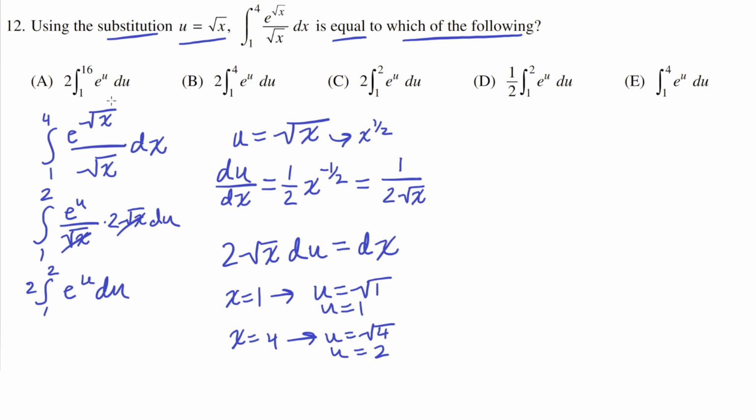And if we look at our answer choices, they don't want us to simplify this down any further. The only answer choice that matches this exactly is answer choice C: 2 times the integral from 1 to 2 of e raised to the u du.